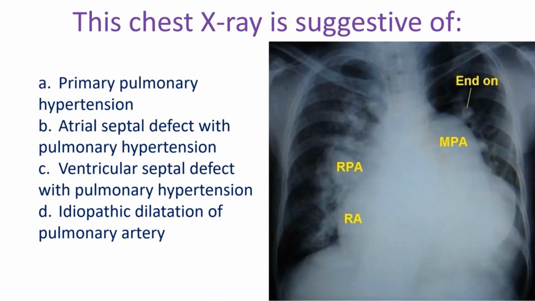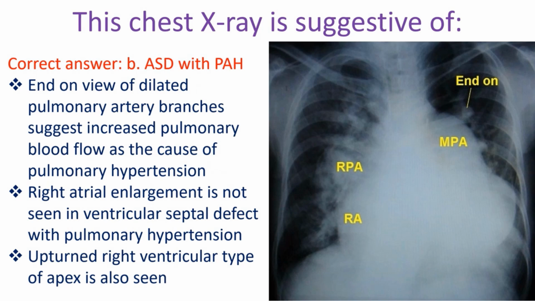This chest X-ray is suggestive of A. Primary pulmonary hypertension, B. Atrial septal defect with pulmonary hypertension, C. Ventricular septal defect with pulmonary hypertension, D. Idiopathic dilatation of pulmonary artery. Correct answer B. Atrial septal defect with pulmonary hypertension. End-on view of dilated pulmonary artery branches suggest increased pulmonary blood flow as the cause of pulmonary hypertension. Right atrial enlargement is not seen in ventricular septal defect with pulmonary hypertension. Upturned right ventricular type of apex is also seen.